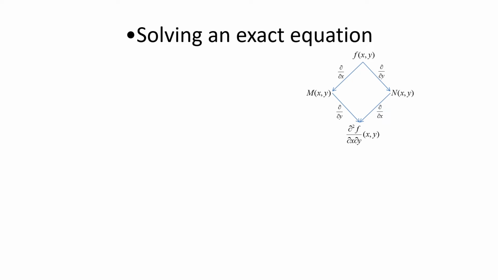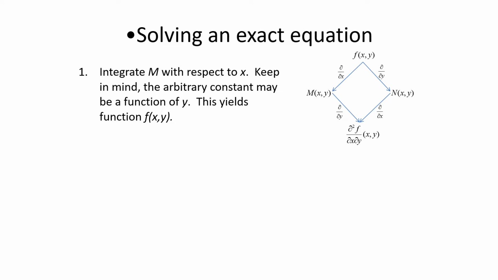All right, so once you've shown that an equation is exact, you can take the following steps to solve it. The first thing we're going to do is start over here on the right-hand side of our diamond. So we're going to take m, and we're going to use it to find f. To move up the diamond, we need to take the integral. So we're going to integrate m with respect to x. That's going to give us the f that we're looking for.